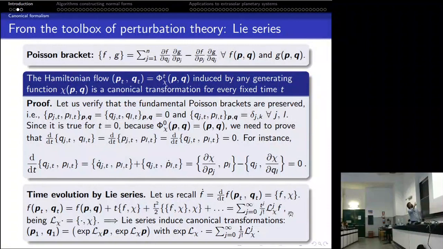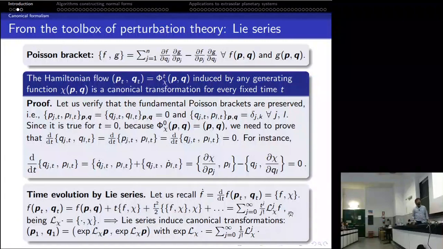So first let me remind you that a canonical flow induces a canonical transformation. So the flow induced by a Hamiltonian, okay? And there is also a proof. And this is probably the only proof you'll see, okay?